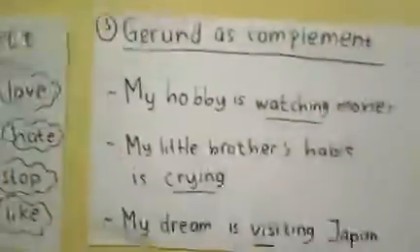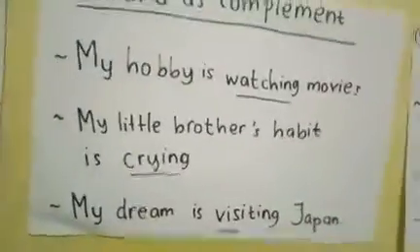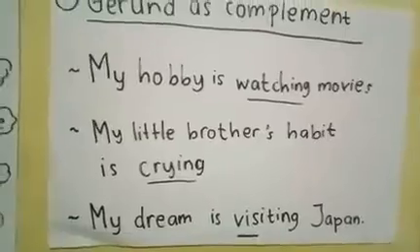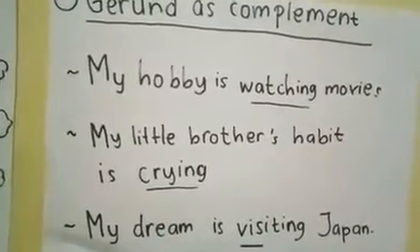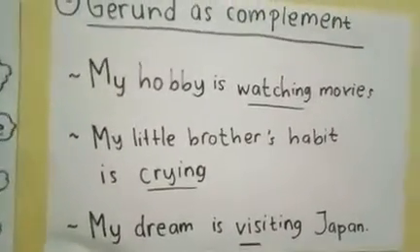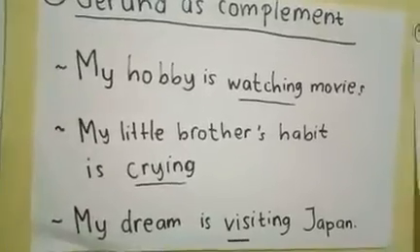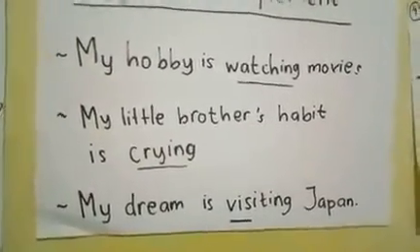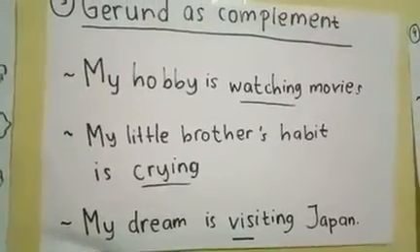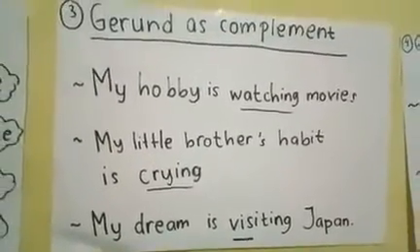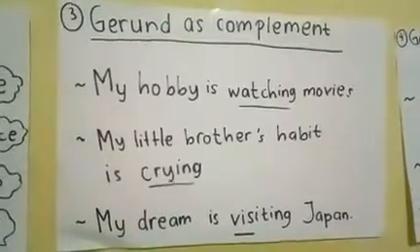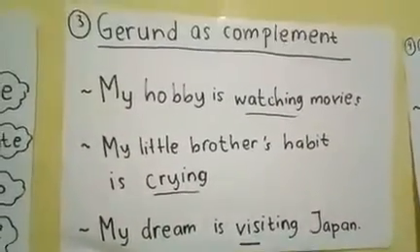Gerund number 3, gerund as complement. Look at this. You can use is in the sentence like the explanation. Jadi sebagai penjelasan dari subjek. Look at this. My hobby is watching movies. Kayak kebalikan yang gerund as subject tadi ya. My little brother's habit is crying. Next, my dream is visiting Japan.